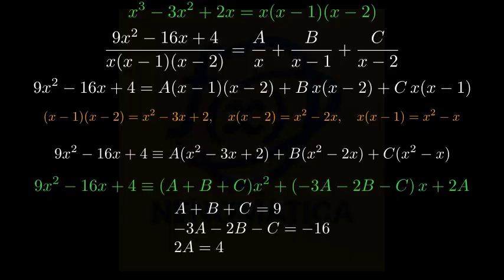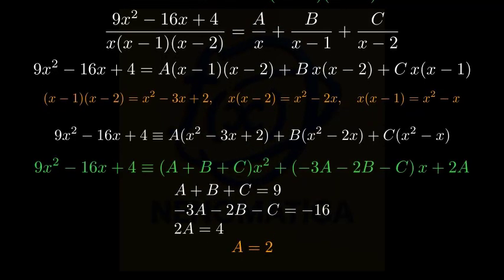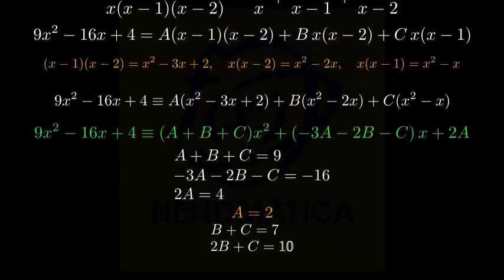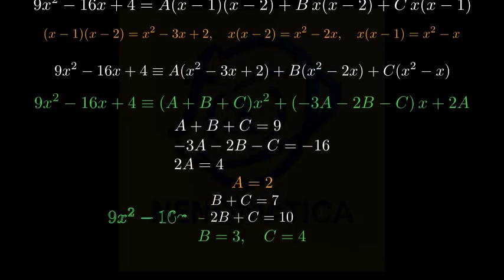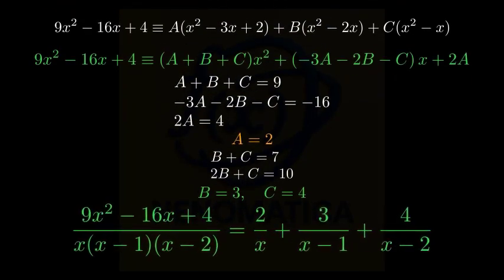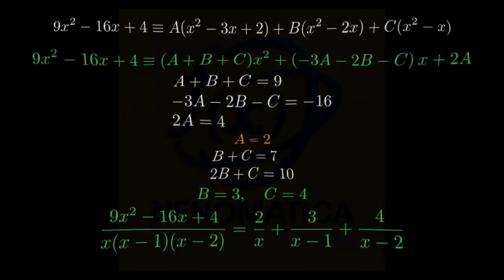Step 6. Solve the system. From 2a equals 4, a equals 2. Substitute a equals 2 into the first two equations to solve for b and c. We get b equals 3 and c equals 4. Step 7. Write the final partial fraction decomposition. Substitute a equals 2, b equals 3, and c equals 4 into our setup.